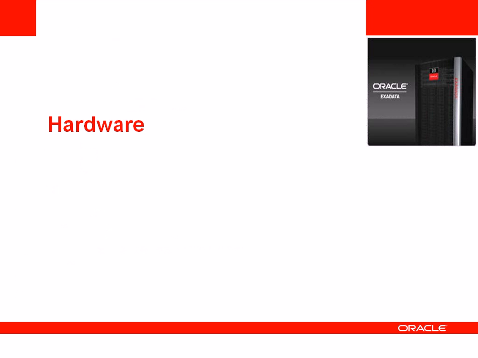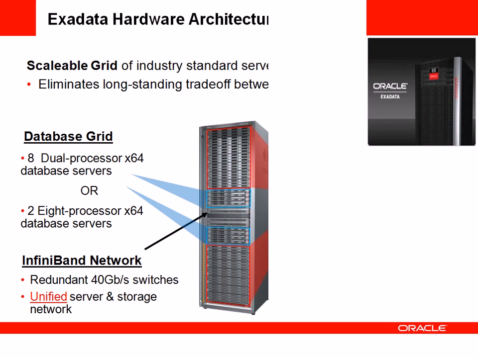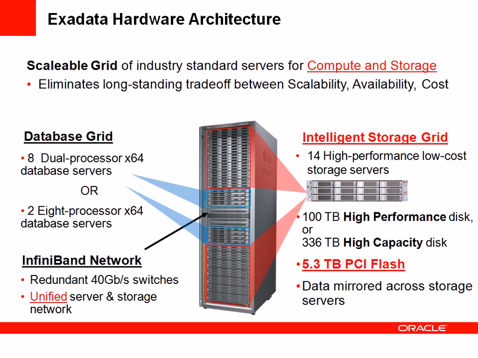So let's start by talking about hardware. This is a basic diagram of an Exadata box. There's a database grid, there's an intelligent storage grid, and an InfiniBand network. The database grid can have up to 8 dual processor database servers or 2 8-processor database servers.